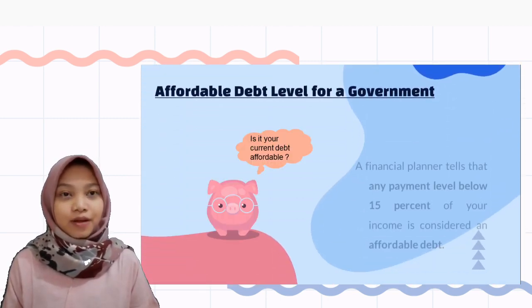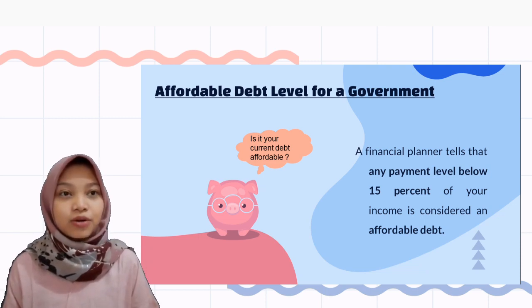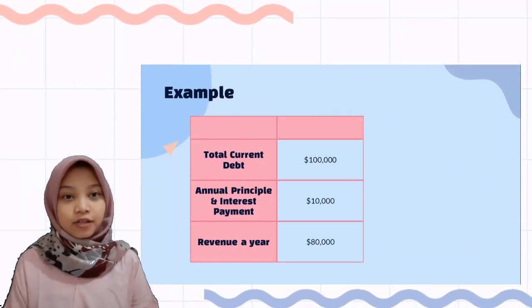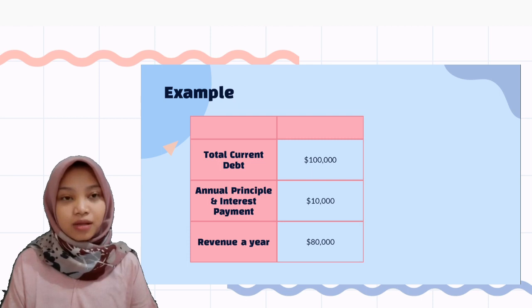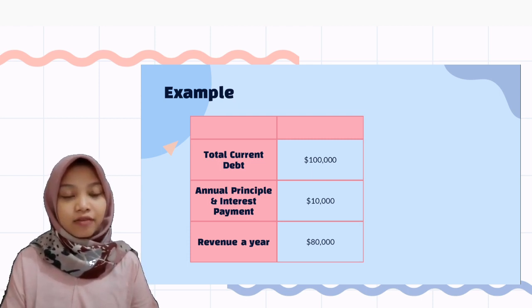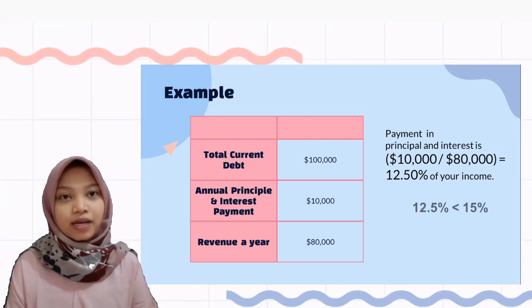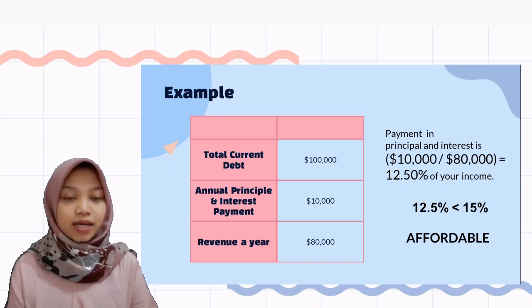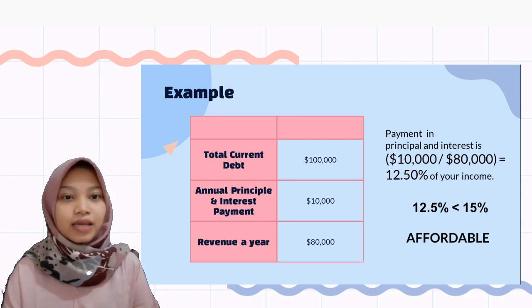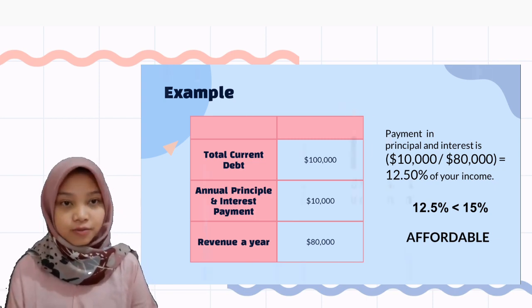Is your current debt affordable? A financial planner says that any payment level below 15% of your income is considered affordable debt. For example, we have total current debt of $100,000, annual principal and interest payment of $10,000, and we make revenue a year of $80,000. So the calculation is we divide the annual principal and interest payment by the revenue a year, so we get 12.5%. It means it's less than 15%, so we can say our debt level is affordable.